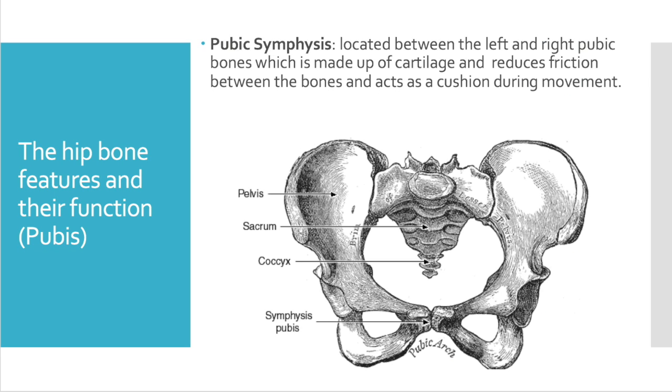The feature in the pubis is the pubic symphysis. This is located between the left and the right pubic bones, which is made up of cartilage and reduces friction between the bones and acts as a cushion during the movement.